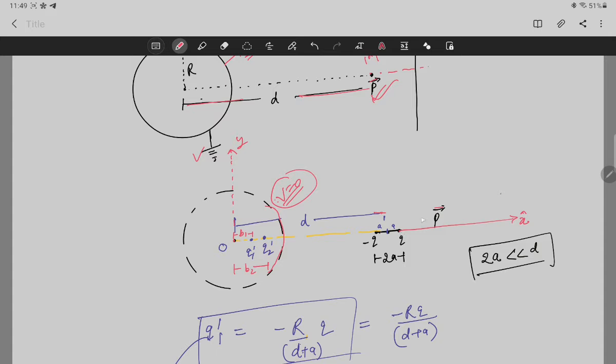Suppose this is the dipole which is given here. It is made of minus q and plus q. The distance between the two opposite charges is 2a. So this is the dipole P. Since the dipole is very small, we are using the approximation that 2a is very less than d.